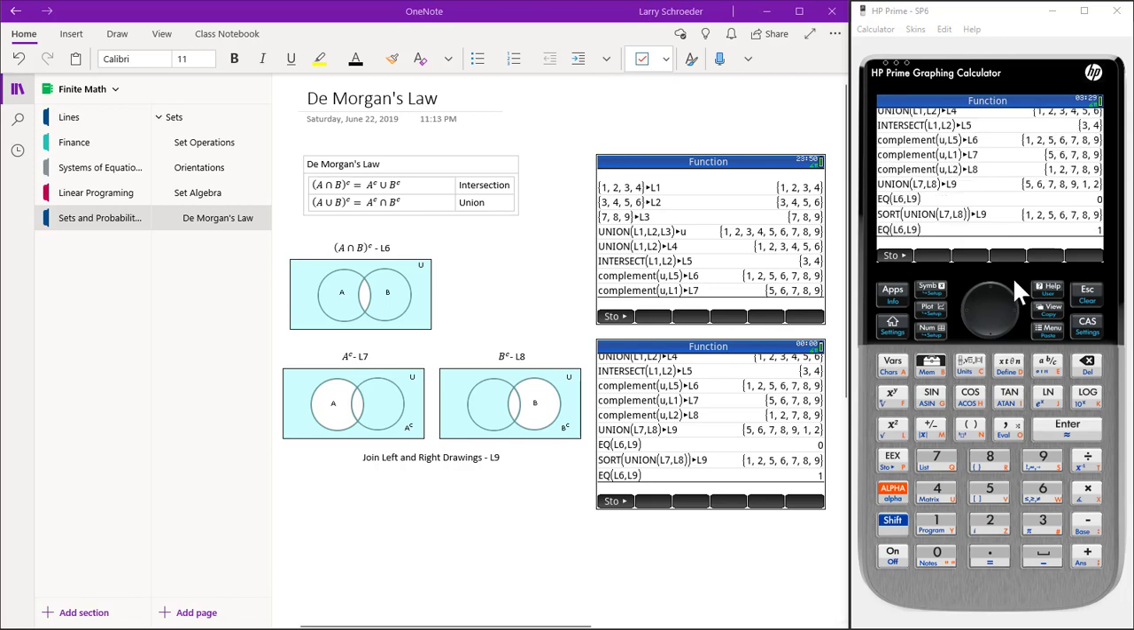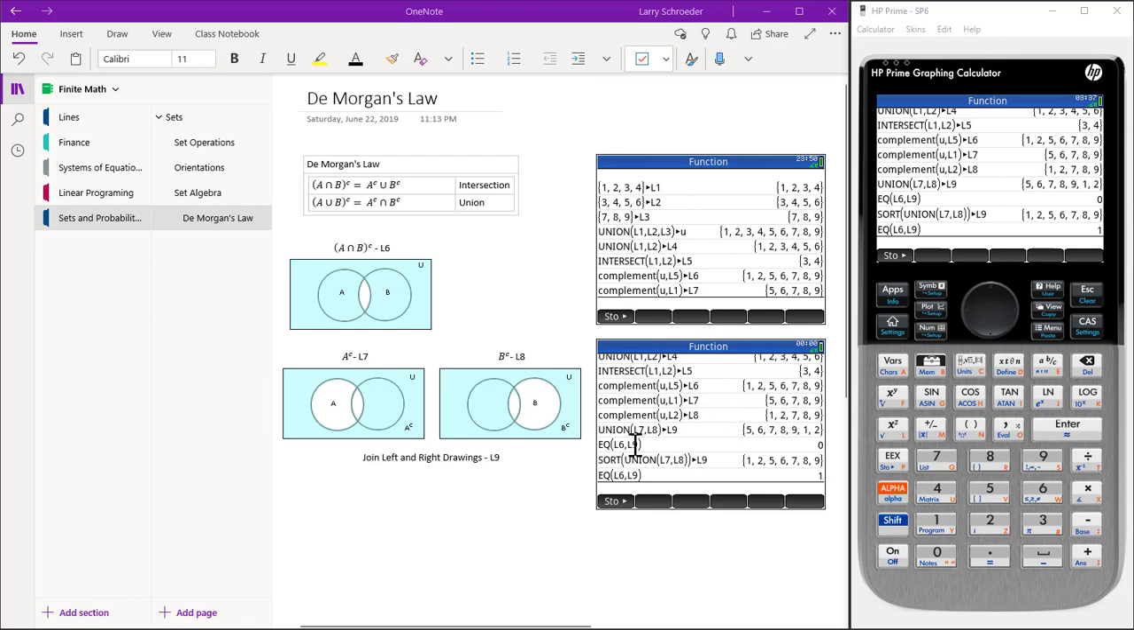Scrolling to the last part of our De Morgan law screen, we now look at the code for these last 2 Venn diagrams. By code, I mean the commands that we put into our HP Prime device. L7 is the complement of L1 or A. L8 is the complement of L2 or B. We join both the left and right drawings on our HP Prime by using the union operation.